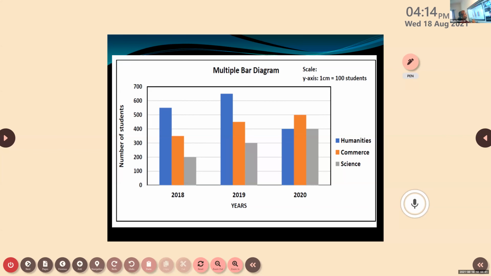These bars are used for comparison. Here, 3 subjects are given. So with these 3 subjects, we are doing a comparison of which subject has more students, which has very few students, and which is on an average, according to the years 2018, 2019, and 2020.